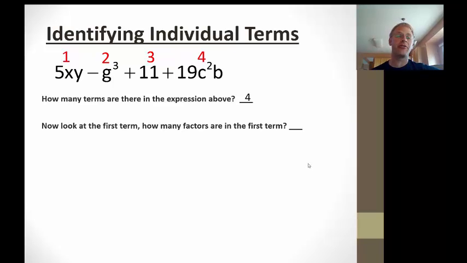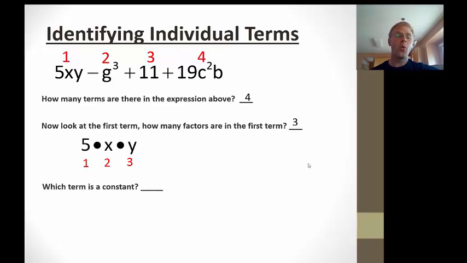Remember our definition of factors. So what do you think? How many factors are there in the first term? Survey says 3. We can see that we are multiplying 5 times x times y. There are 3 individual quantities being multiplied in this term. So there are 3 factors.